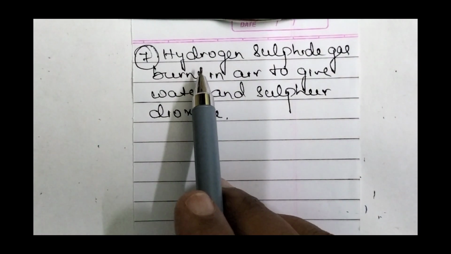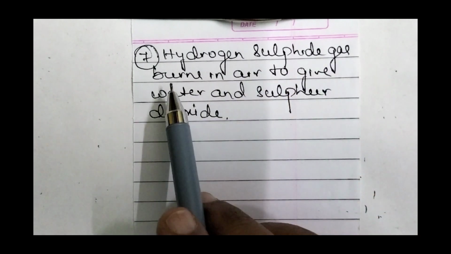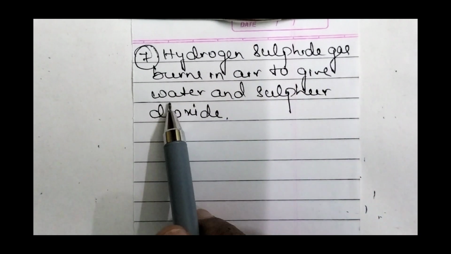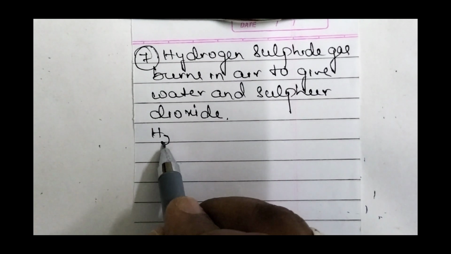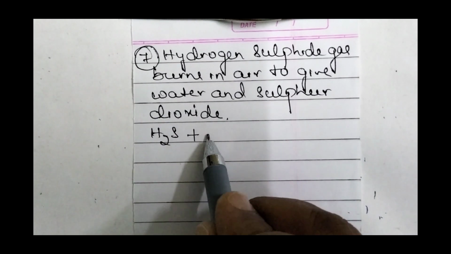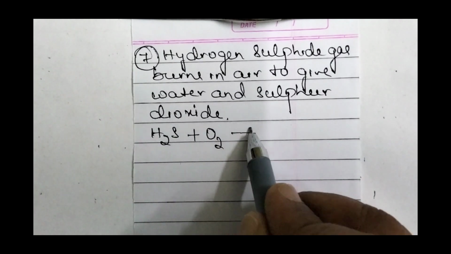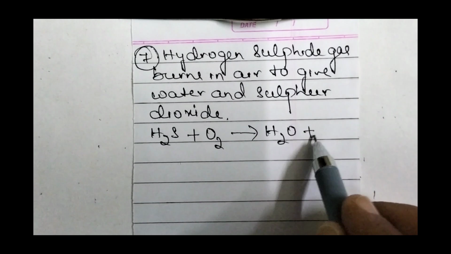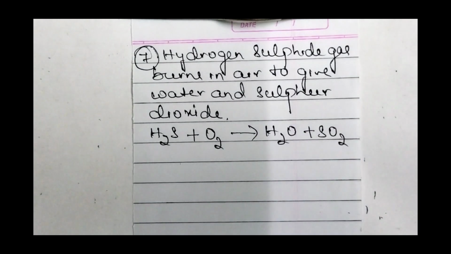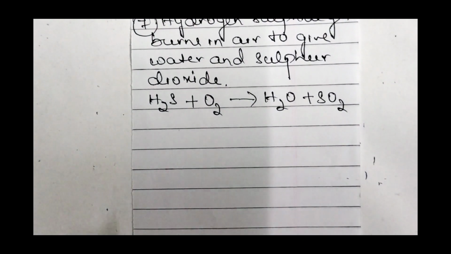So 7th one, when hydrogen sulfide gas burns in air to give water and sulfur dioxide. Hydrogen sulfide H2S burns in air, oxygen, to give water and sulfur dioxide H2O and SO2. So now let us balance this chemical equation.